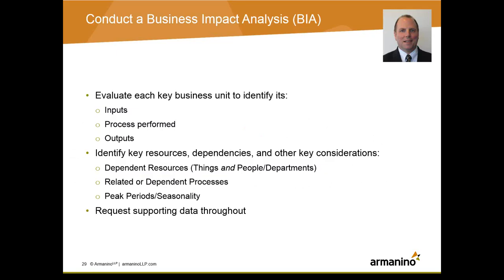So once you've done your risk assessment and you've identified the types of things that could impact you, now we're going to look at how it impacts you from a business perspective. And so as we alluded to before, why does IT often get the task of creating these? They look at each business unit to identify its inputs, what process it does, and its outputs. And then when you layer onto that from a business continuity perspective, what are the key resources that that business unit uses to perform whatever the process is?